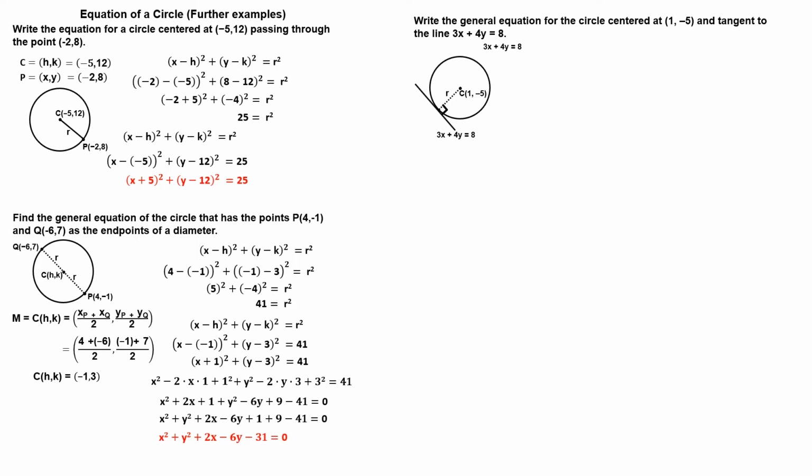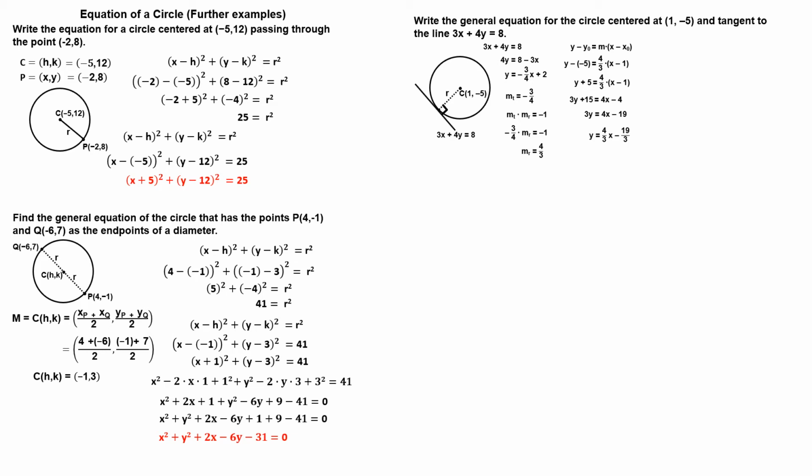We now will find the slope of the tangent line. The slope is minus 3 over 4. We will now work out the slope of the line perpendicular to the tangent line and passing through the center point. Then we will use the equation. The slope is 4 over 3. Plugging this slope and the center point into the point slope equation of a straight line, we get the line perpendicular to the tangent line and passing through the center point.